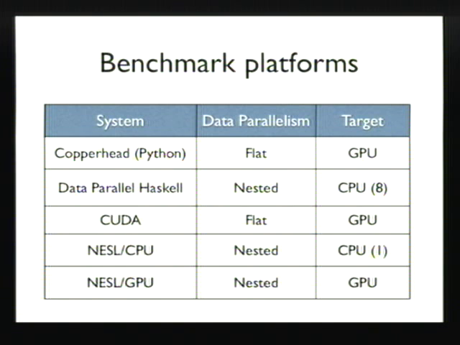The data parallel Haskell project, we've decided to include even though it targets CPUs because they're sort of the modern successor to all of this work on flattening of higher order programs. The CUDA programs, as I mentioned before, are the highest performance CUDA programs that we could find out there. So I went around and talked to all of the authors of papers, and the ones who weren't too embarrassed by their code handed it over.